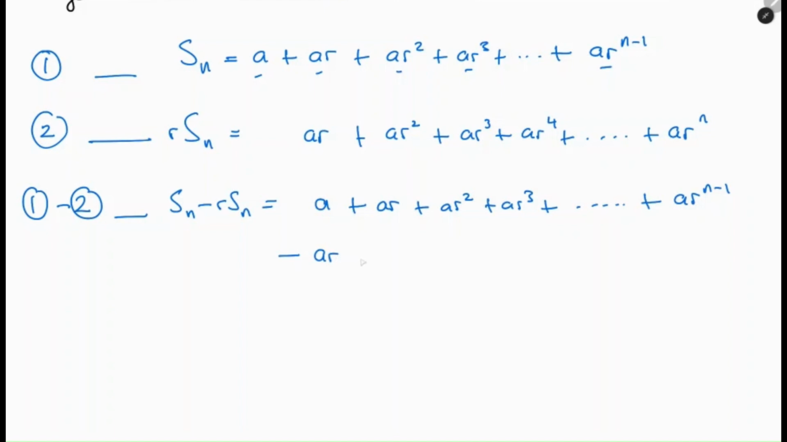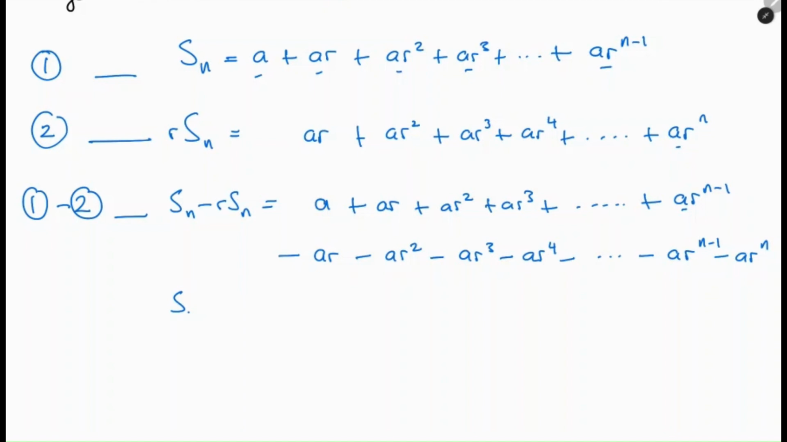So first term ar, second term ar squared, ar cubed. Oh, my apologies, there should not be a plus. I'm subtracting. Right, ar to the 4, all the way up to, what's the last term in the second equation? That's ar to the n. I'm going to write out that term as well, the last one, minus ar to the n. So what's going to happen here?